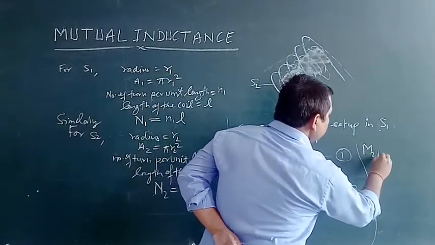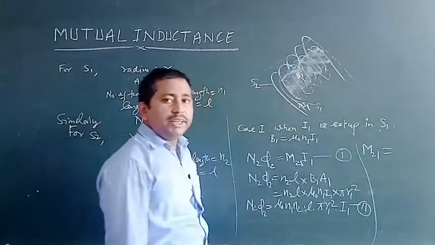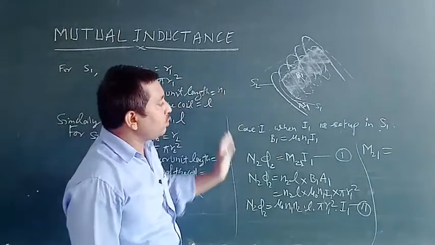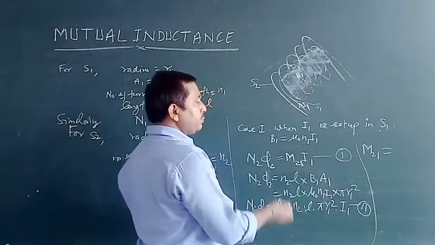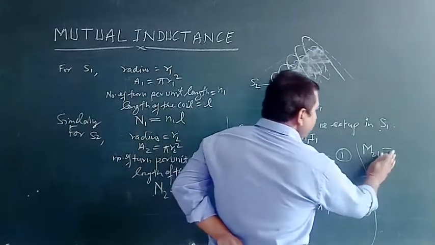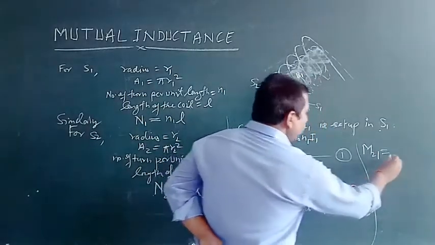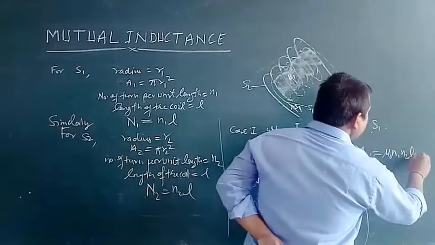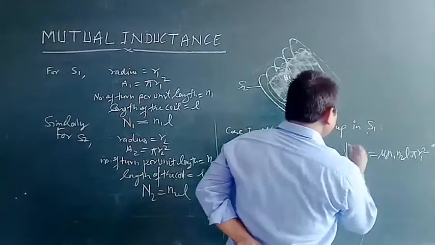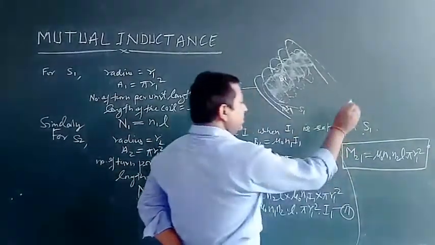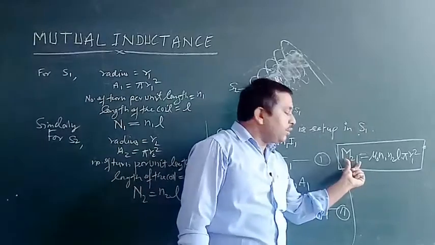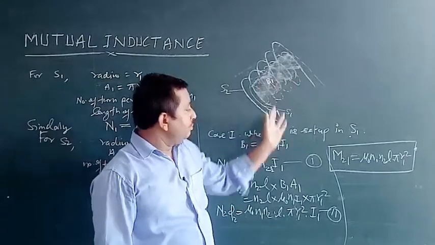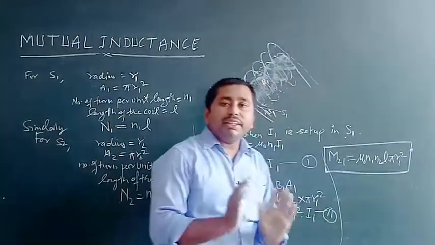M21. It means the mutual inductance of the second coil with respect to the current flowing in the first coil, or due to the current flowing in the first coil, is equal to mu 0 N1 N2 L pi R1 square. But here we can say that this mutual inductance does not depend on the current flowing through the coil, because in this term there is no term of the current.